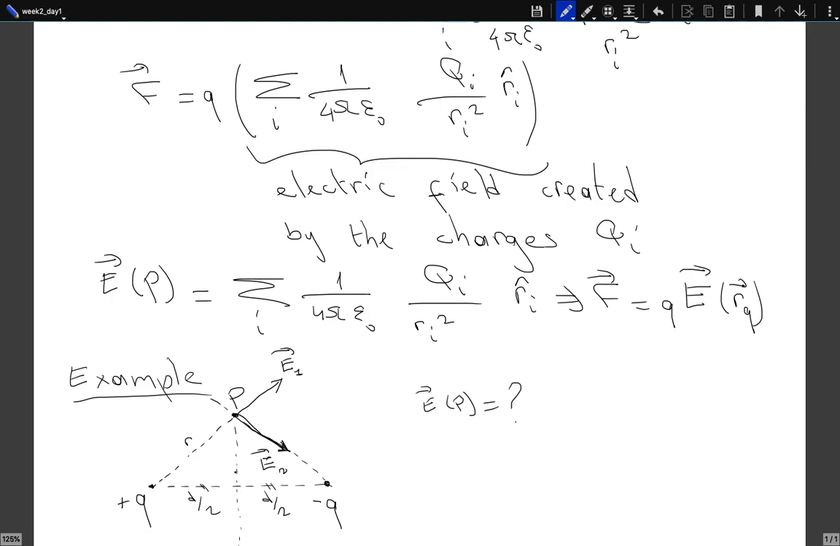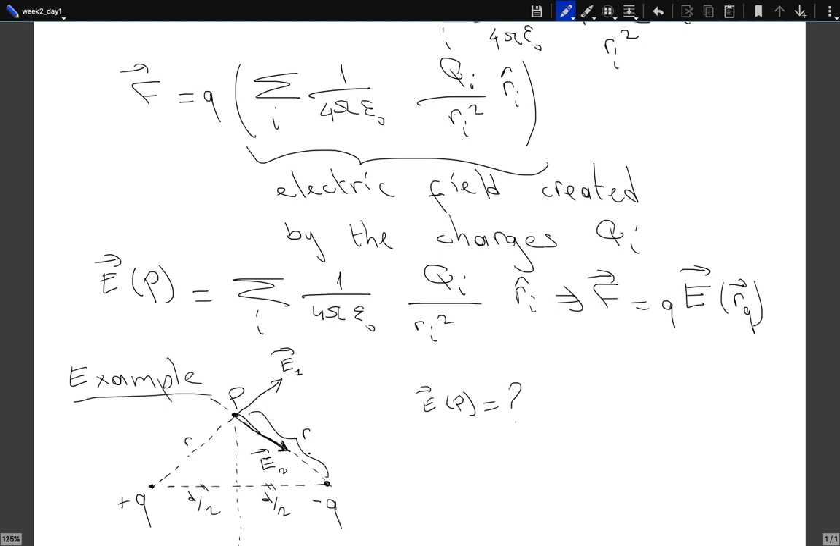Now let's call this R. Well, this distance will also be R, because I'm just basically looking at the point which is straight at the top of the midpoint. So the distance of this point from this charge and its distance from this charge will be the same.